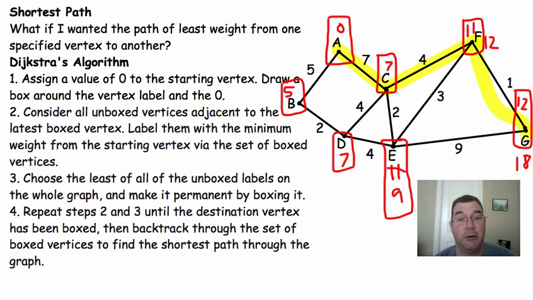And that is Dijkstra's algorithm. By far the most complicated of the 3 algorithms, but once you do plenty of examples, it gets easier.